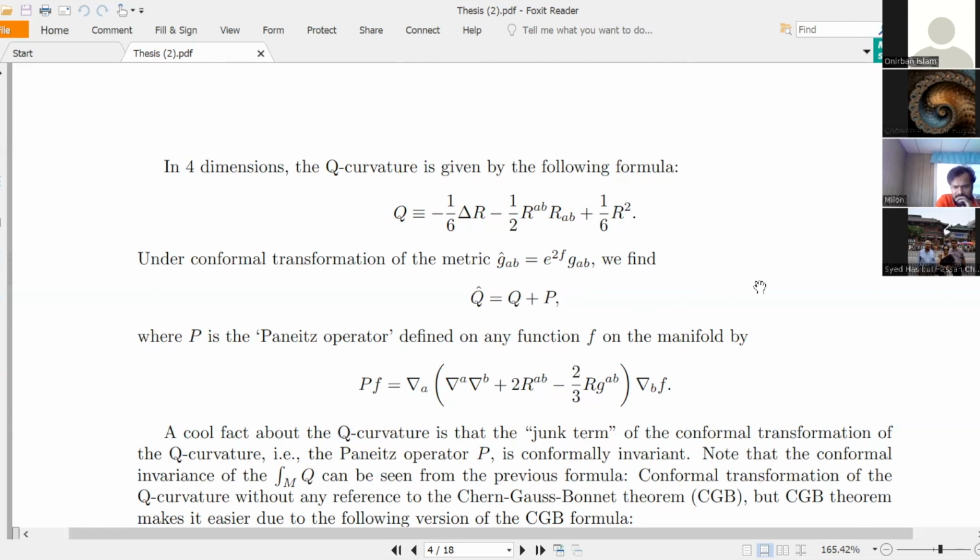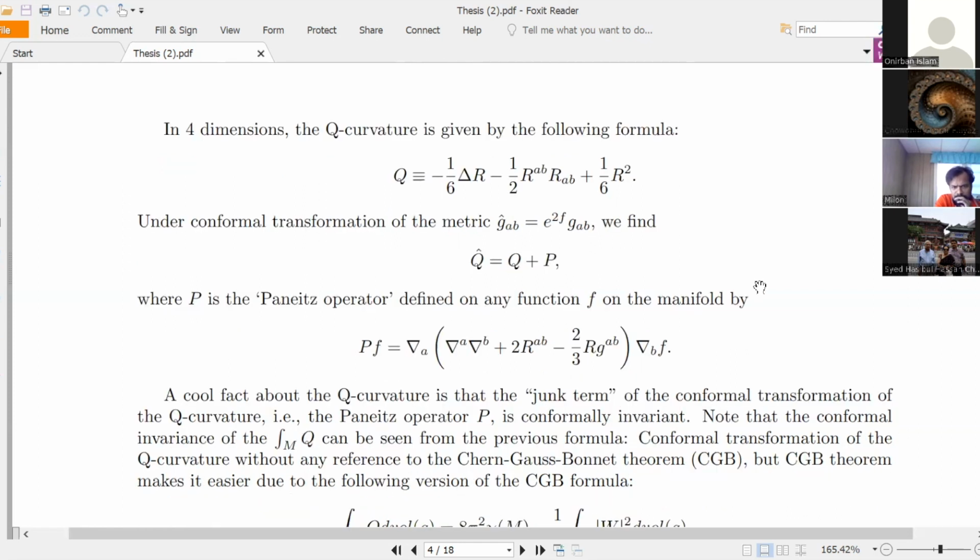But in this case, this g_ab is also a Riemannian metric, right? Yeah, it's a Riemannian thing. Conformally invariant or almost conformally invariant for Riemannian geometry, right? Almost.